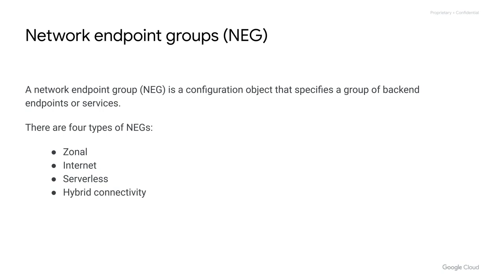An Internet NEG contains a single endpoint that is hosted outside of Google Cloud. This endpoint is specified by hostname FQDN:port or IP:port. A hybrid connectivity NEG points to Traffic Director services running outside of Google Cloud. A serverless NEG points to Cloud Run, App Engine, or Cloud Functions services residing in the same region as the NEG. For more information on using NEGs, please see the link in course resources.